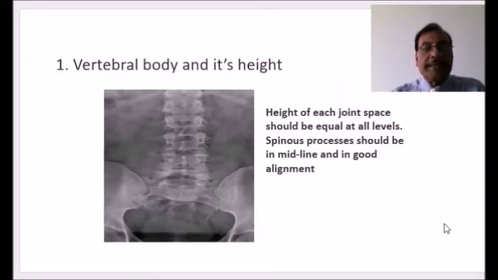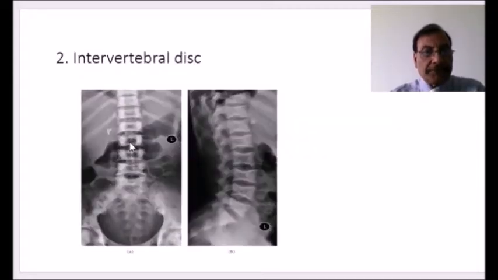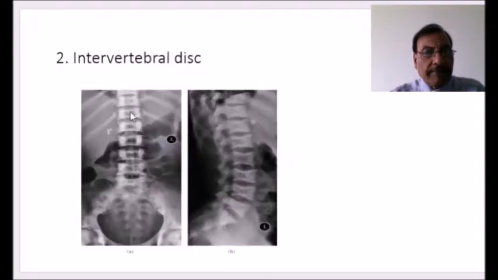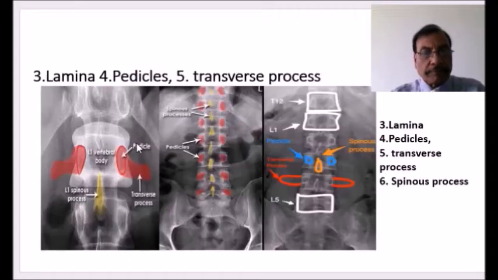Now, vertebral body and its height. You can see the vertebral body. This is the vertebra and this is the height of the vertebra. If it is compressed, we will know by looking at the height and comparing heights. The intervertebral disc, you see the intervertebral disc here, clearly visible in between the two vertebrae. The intervertebral disc can be seen very clearly, of course, on lateral view.